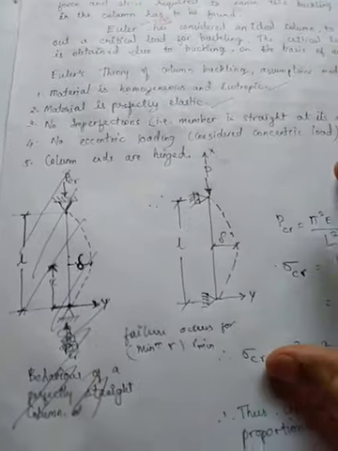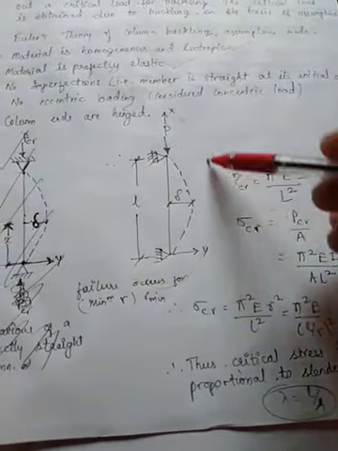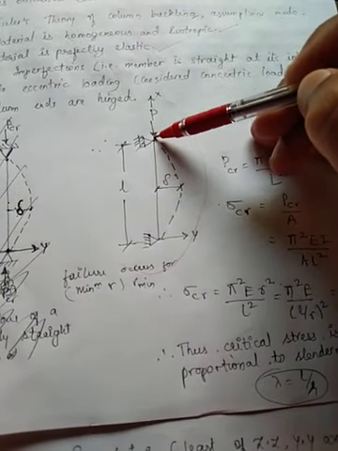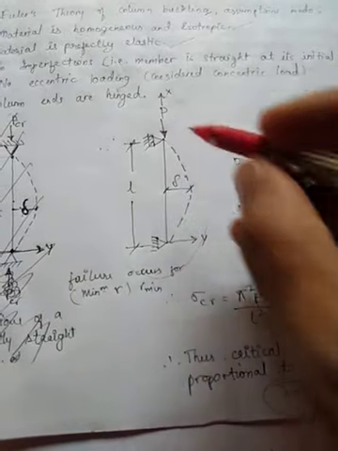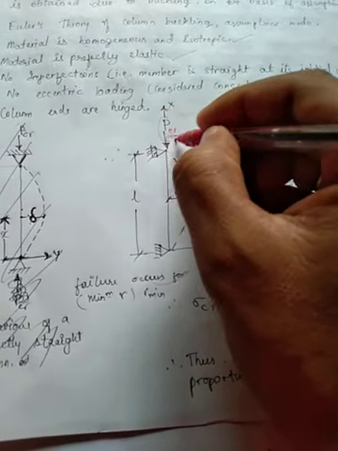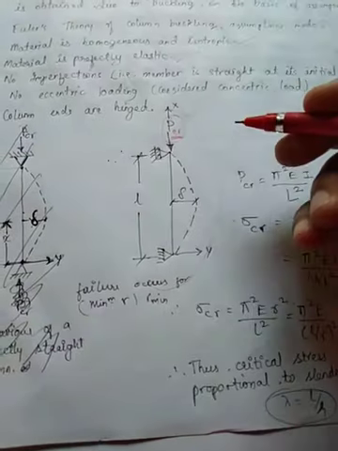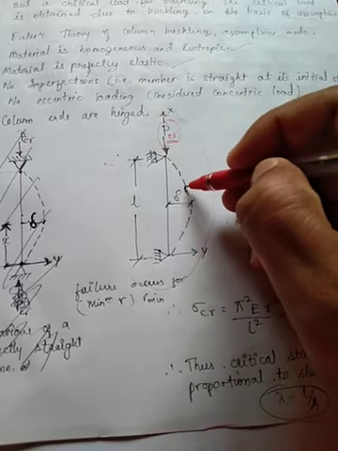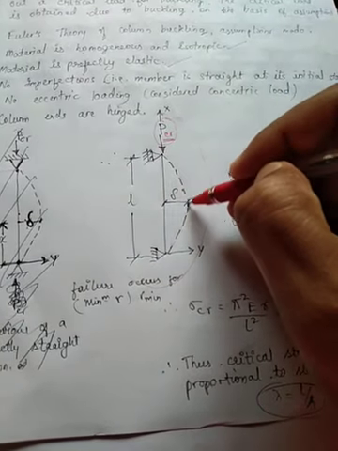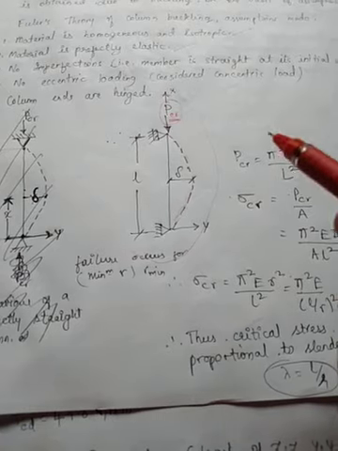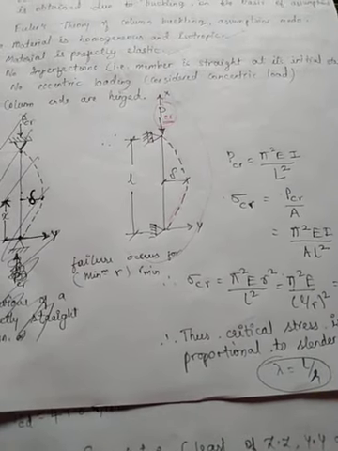Column ends are hinged. So here we have a clear view of a long column. This P is a critical load, PCR. This is the load which tends to buckle this member. What should be this load? The critical load which causes this member to buckle in this way. According to his assumptions he has derived what the critical load should be. Both ends are hinged.